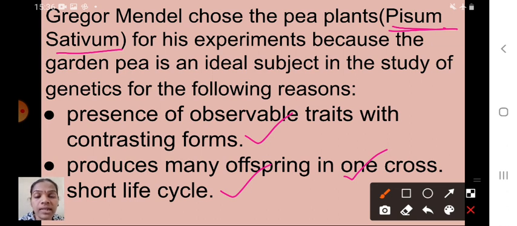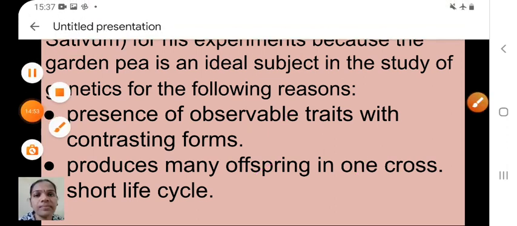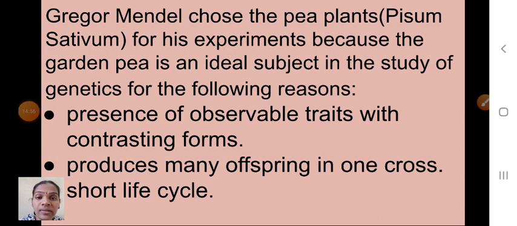So for this reason, many contrasting characters are there in the pea plant. At the same time, one cross produces many offspring, that means many progenies. And the lifetime of this pea plant is very short, so we can get a new generation quickly. If Mendel gets the new generation fast, then only he can reach the exact conclusion about inheritance.